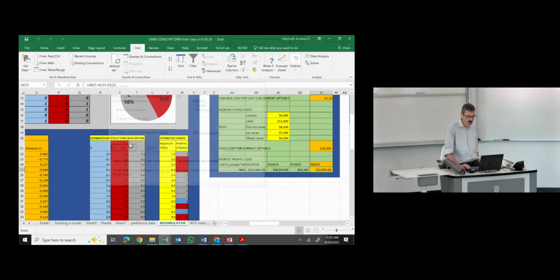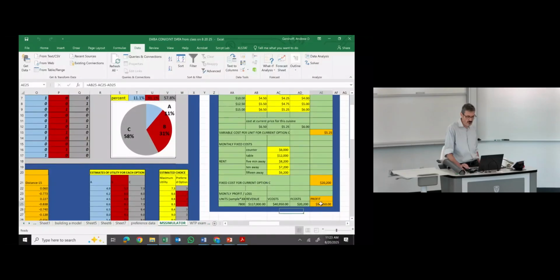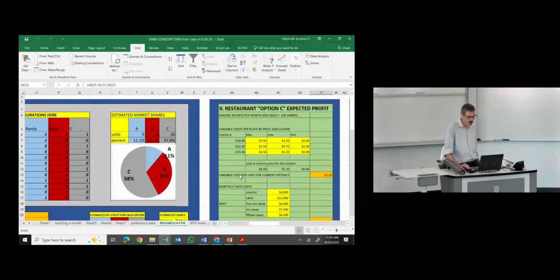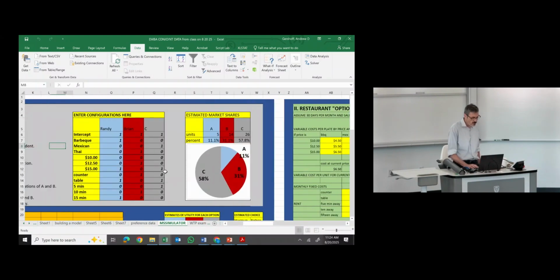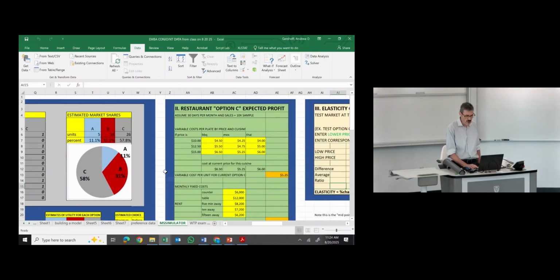Okay, it came up with something. All right, it looks like it's come up with the same. It turns out the profit is 55. So both the highest market share and high profit is what would work out for us. And that looks like, what do we have? Mexican, $15, table service, at 5 minutes. But it could have been something else.